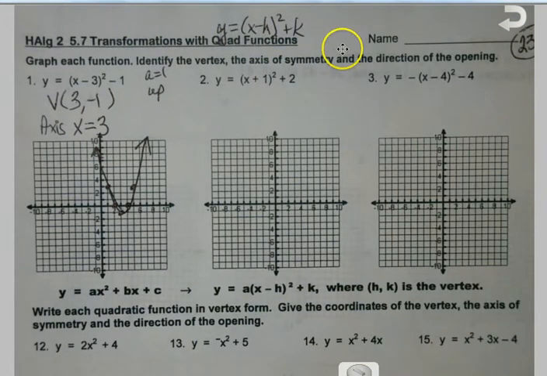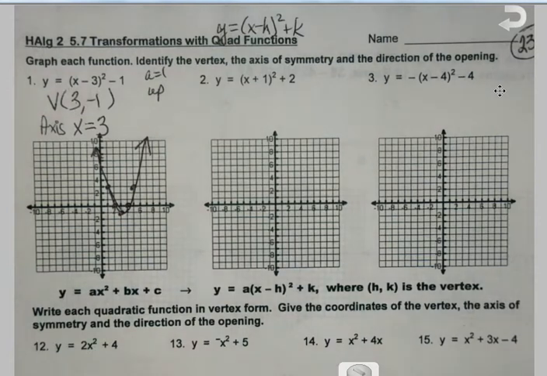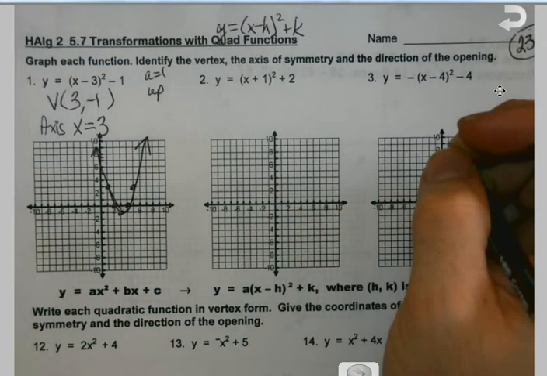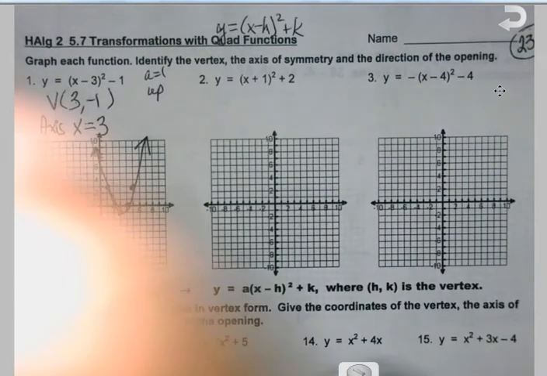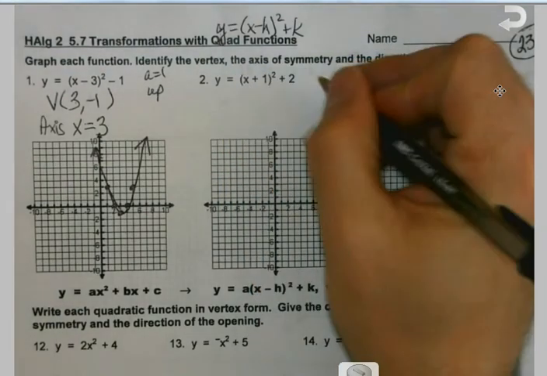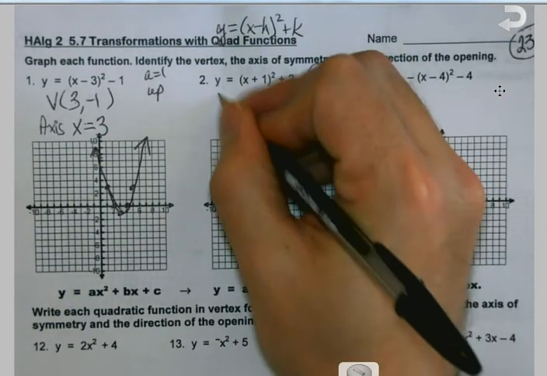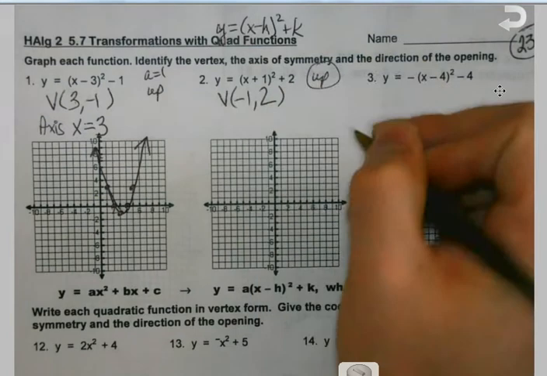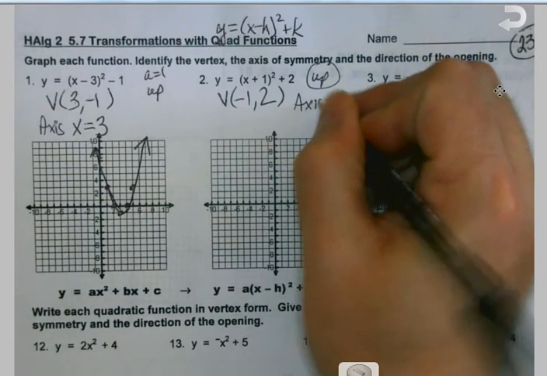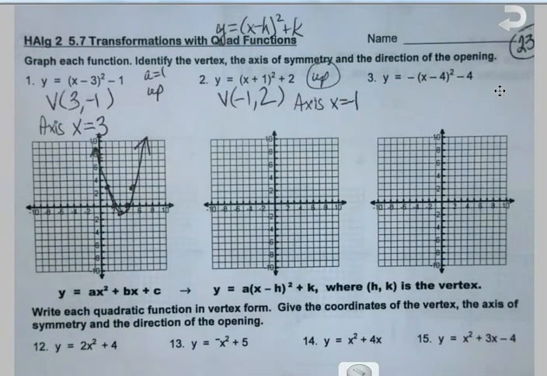Get this back out of the way. But again, this is more just kind of a warm up, getting us ready and raring to go here. Let's see. What direction are we going in number 2? Up or down for numero dos? Up, because again my a value is 1. I don't see anything in front, so this guy's up. What's my vertex going to be? Okay, negative 1, 2, which means my axis of symmetry would be x equals negative 1.